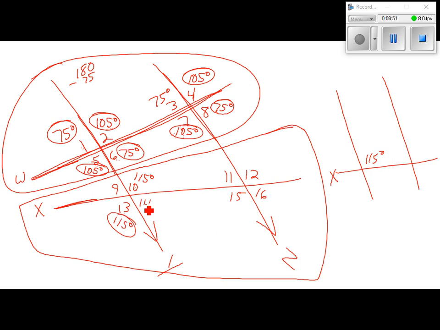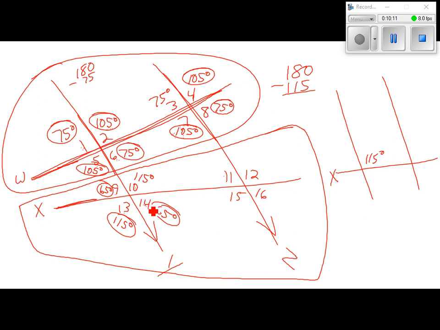Angle 10 and angle 14 are a linear pair, so 180 minus 115 gives us 65, so that's right there. Angle 9 and 14 are vertical angles, so that has to be 65 degrees.